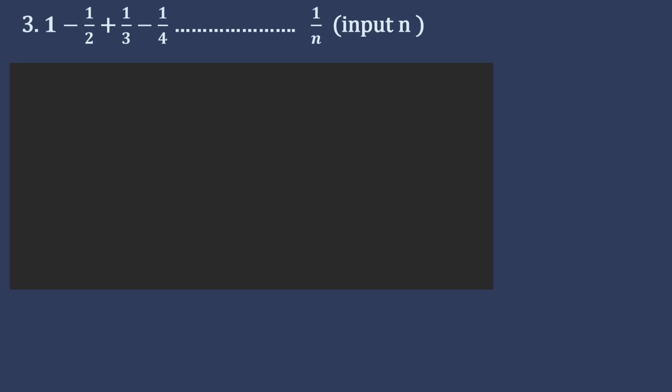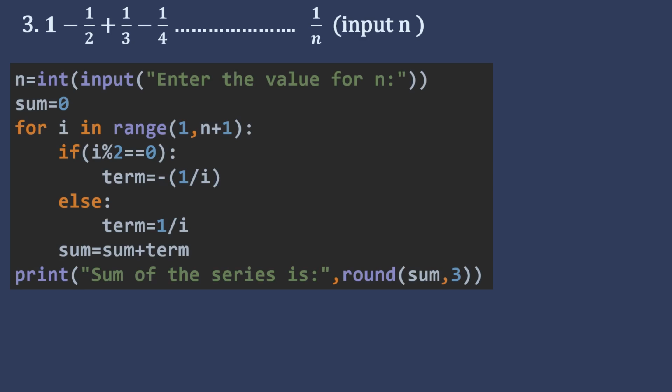Now this series is a little bit different. You can see here it is 1 minus 1 by 2 plus 1 by 3 minus 1 by 4. Like this it will continue up to n terms. So what to do over here? First of all, you have to take the value of n as input, and you can initialize the variable sum with 0 to store the sum of this series.